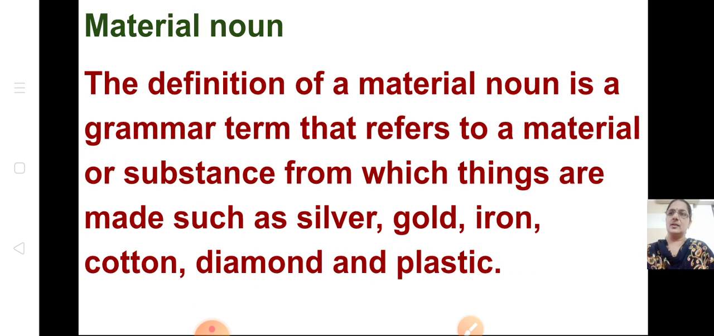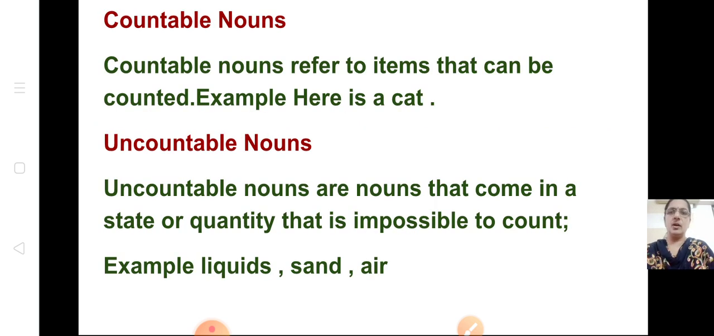Okay, now let us go to the material noun. It is a term in grammar that refers to the material or substance from which things are made, such as silver, gold, iron, etc. They are called material nouns. Now what is countable noun? Whichever you can count is called countable. Uncountable like sand, air, liquids, all the liquids you cannot count, they are all uncountable nouns. Rice, rava, sugar, you cannot count them, they are all uncountable. Understood? So let us go to the next topic.